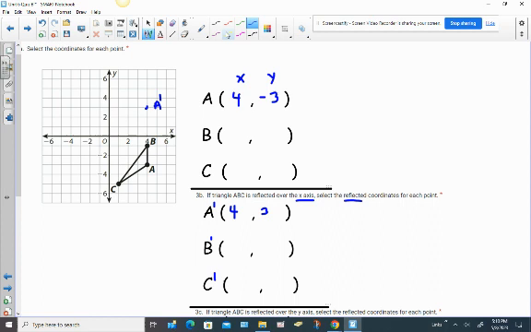And they would be equally distant from the line, right? This is 3 units away, and so is this, right? It's a reflection. You'll do the same thing for points B and C.